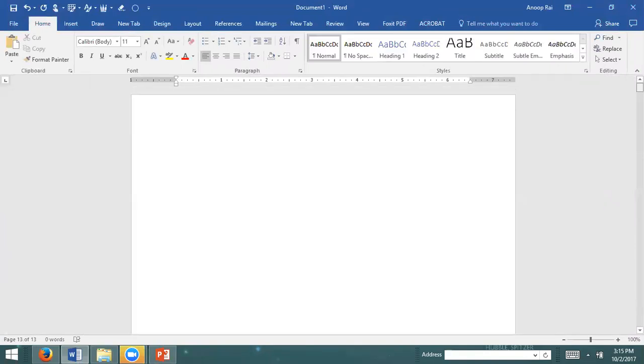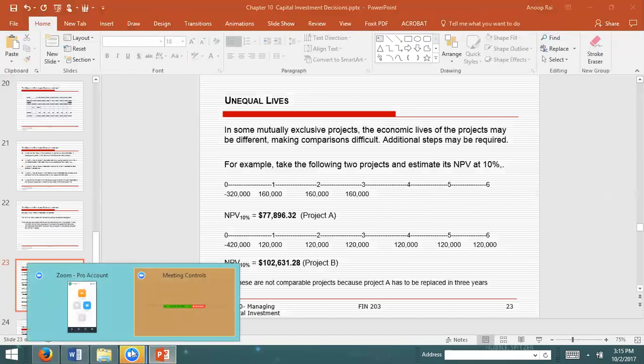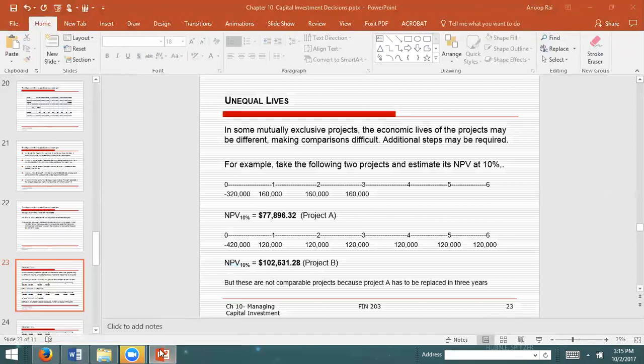If you take a look at the PowerPoint, in this case, I just want to check these. Meeting controls, what is that?